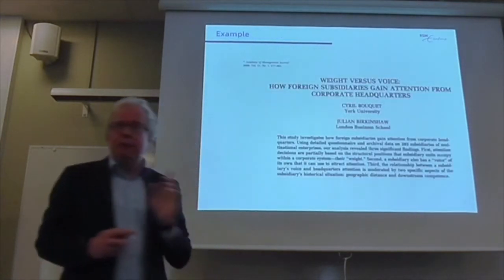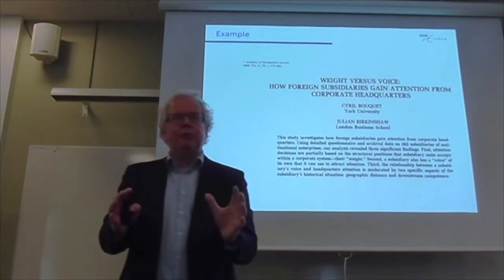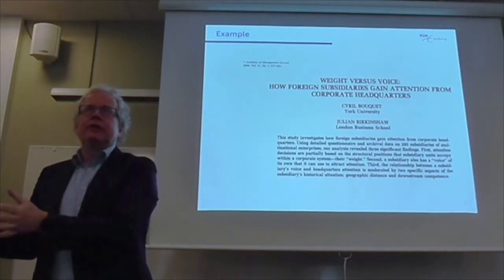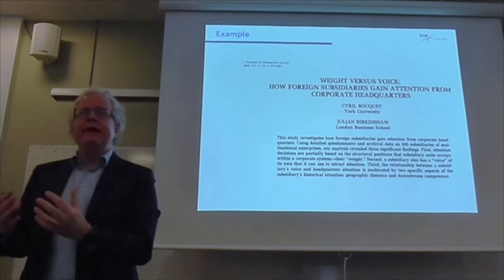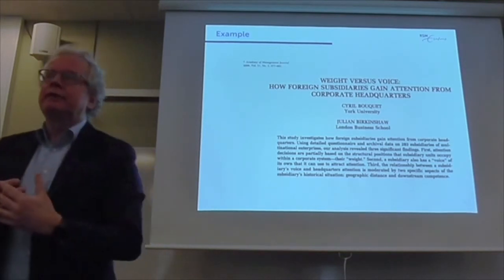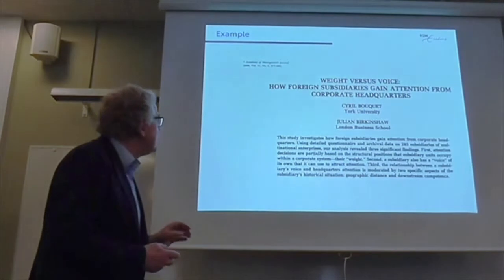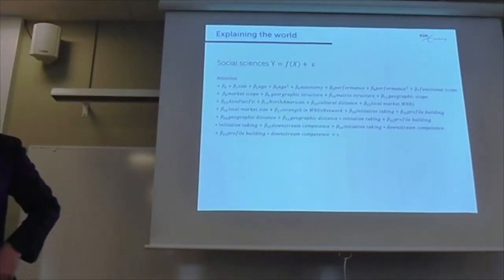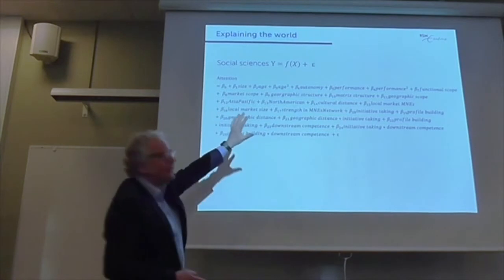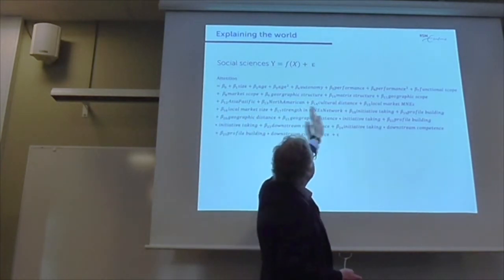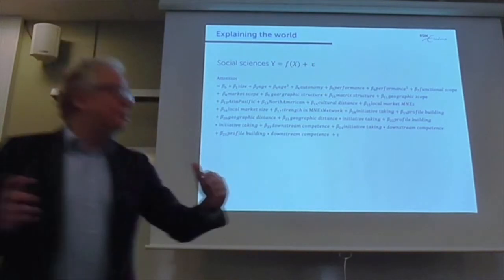So the regression equation. Another example. It's not so interesting in the example itself. It's about a multinational company that has subsidiaries. And the question is, how does the subsidiary get attention from the headquarters? Apparently that's important. So how can you predict the attention that the subsidiary gets from all kinds of factors? The example is not so important, but just to show what is the regression equation. Plus epsilon. So this is size of the company, autonomy of the company, the cultural distance, the network geographic distance, initiative taking, all kinds of factors that should predict the attention that you get.